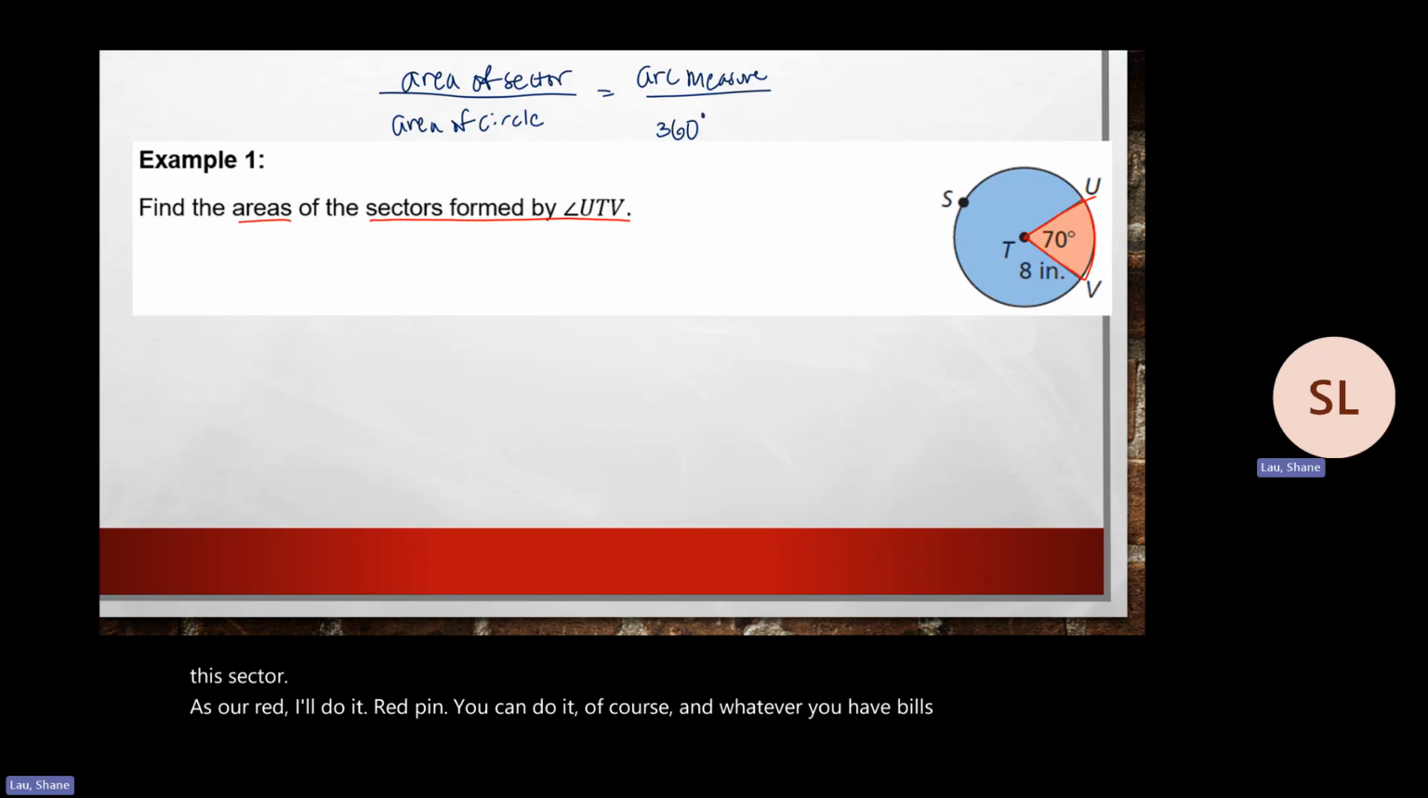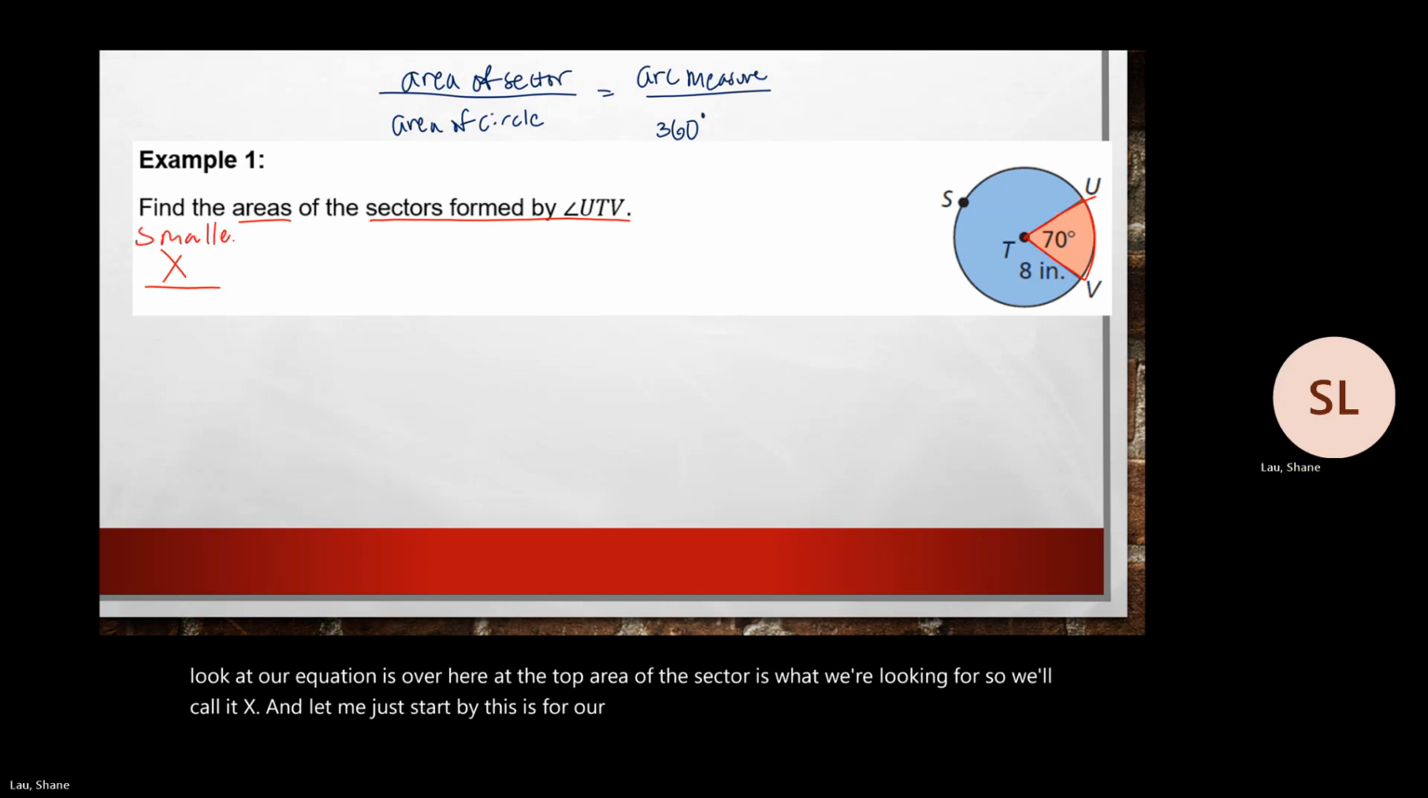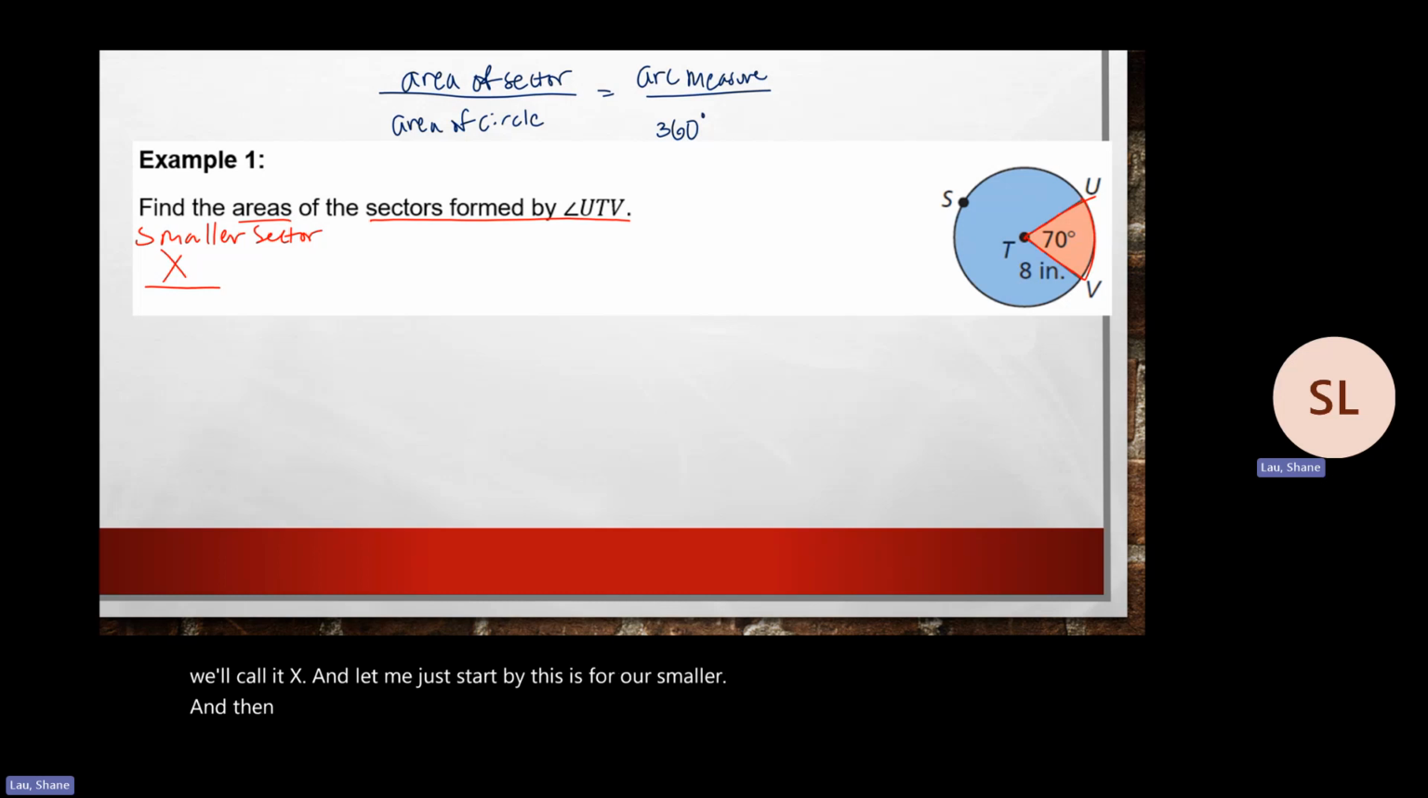If I'm trying to find the sector, that piece, that fraction, we're going to look at our equation up here at the top. Area of the sector is what we're looking for, so we'll call it X. Let me clarify, this is for our smaller sector. Then the area of the sector is on top of the area of the circle, which we know as pi r squared, equal to the arc measure, which in this case is 70.